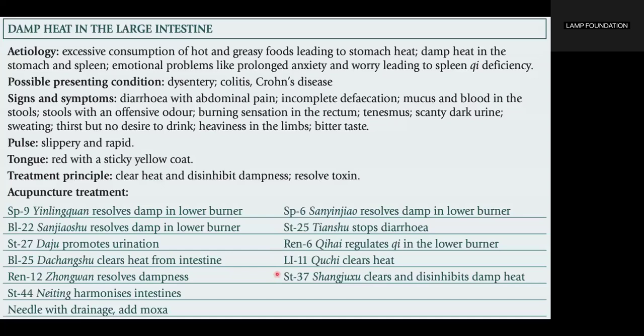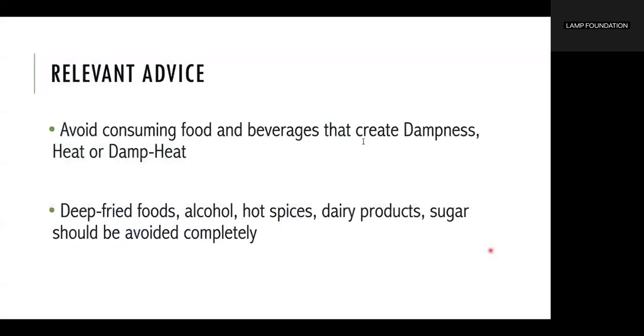We needle with drainage, and then we add moxa. If there is damp heat in the large intestine, the patient should avoid consuming food and beverages that create dampness, heat, or damp heat. Deep fried foods, alcohol, hot spices, dairy products, and sugar should be avoided completely.